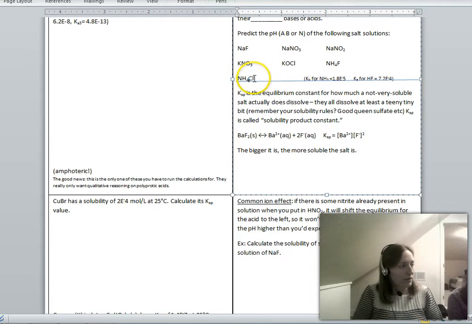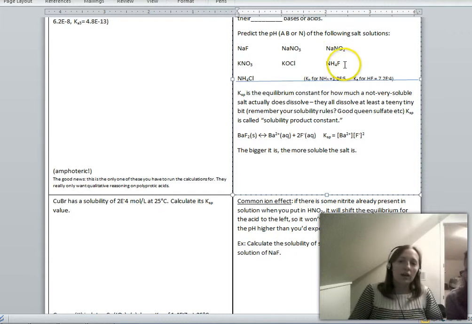Chloride is from hydrochloric acid, which is strong, so it's irrelevant. There we go. So this one is going to be a weak acid. That's how you do these. I will leave this one and this one to the reader.